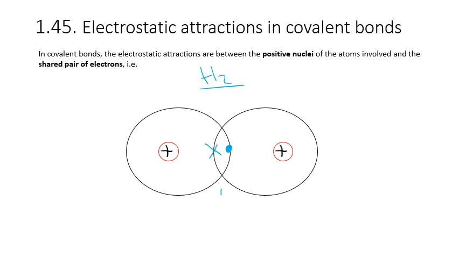Well, each of these electrons that I've done in blue are negatively charged, and each of the nuclei are positively charged. Therefore, the electrostatic attractions in covalent bonds are between the positively charged nuclei of the atoms and the shared pair of electrons. This is key because exam questions often ask about this, and if you use the phrases I've used here, you'll get the marks.